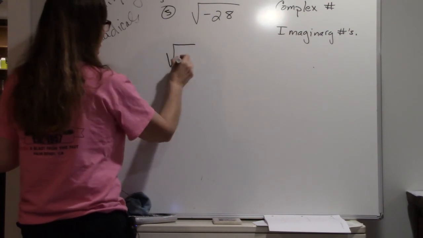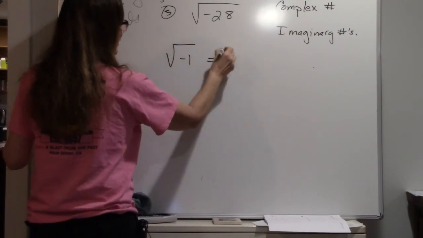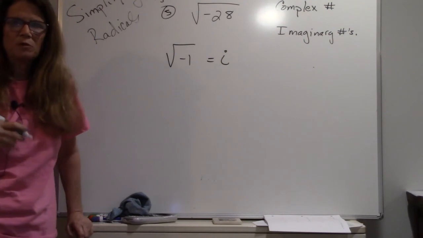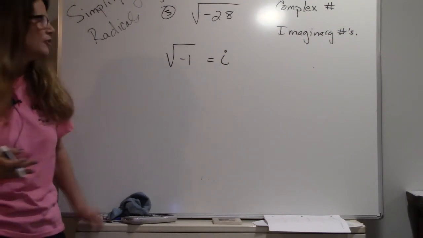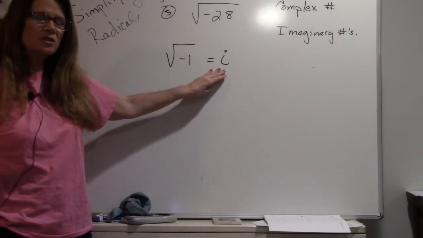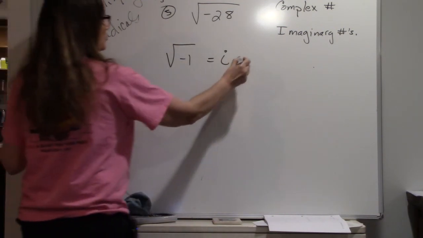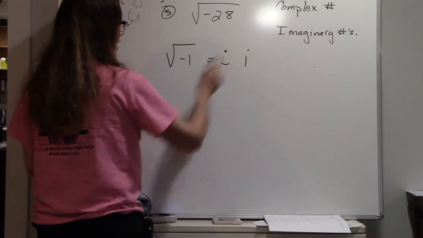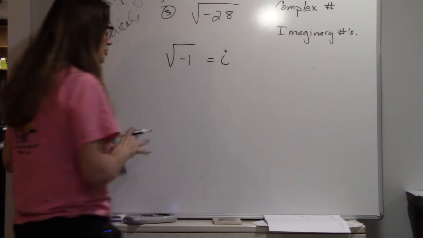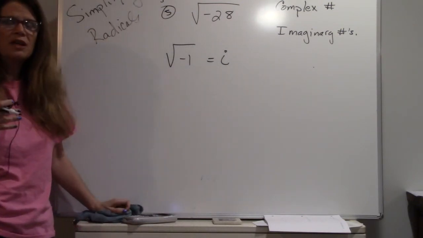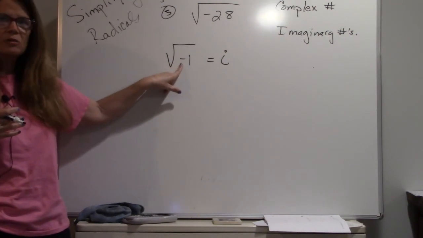This negative underneath a radical, they give it the value i, which stands for imaginary number. So usually you see it as a cursive i. It doesn't have to be. I just like cursive because it's a little bit easier to read than just that or just that. So just know that an i represents a negative underneath a radical.